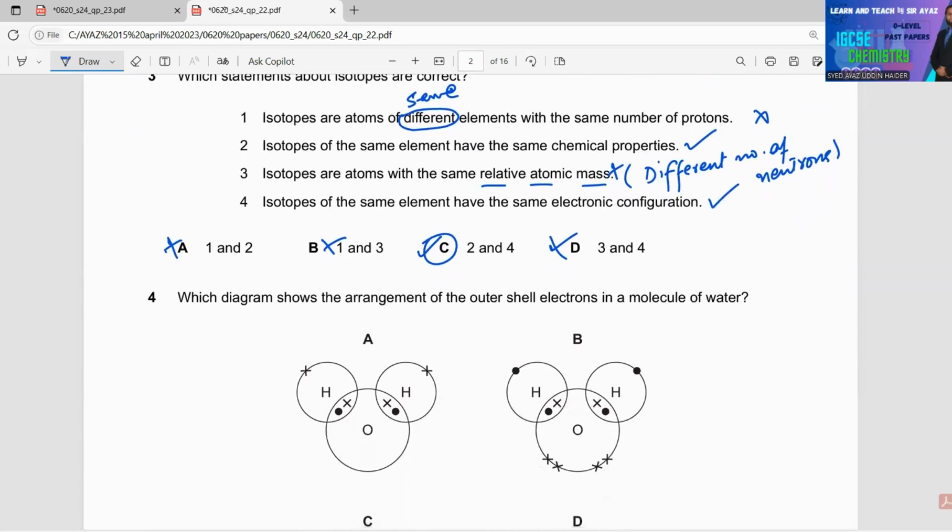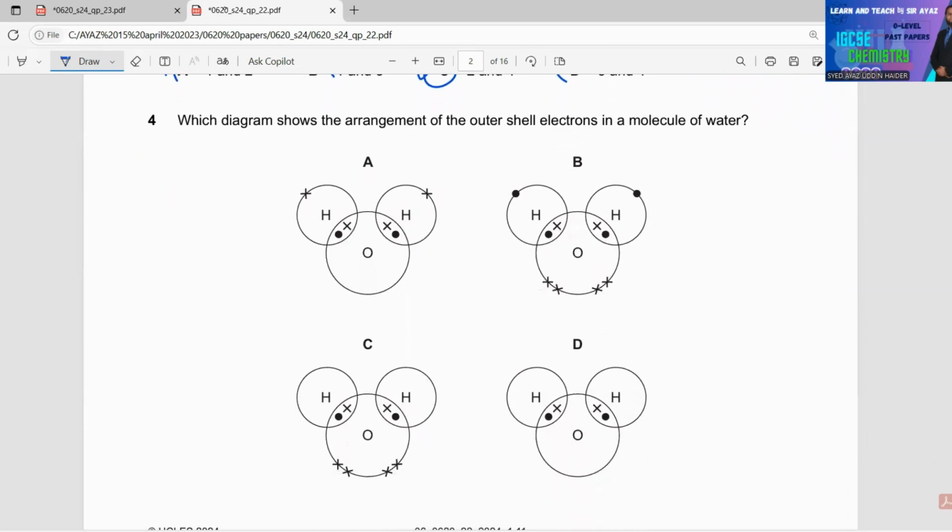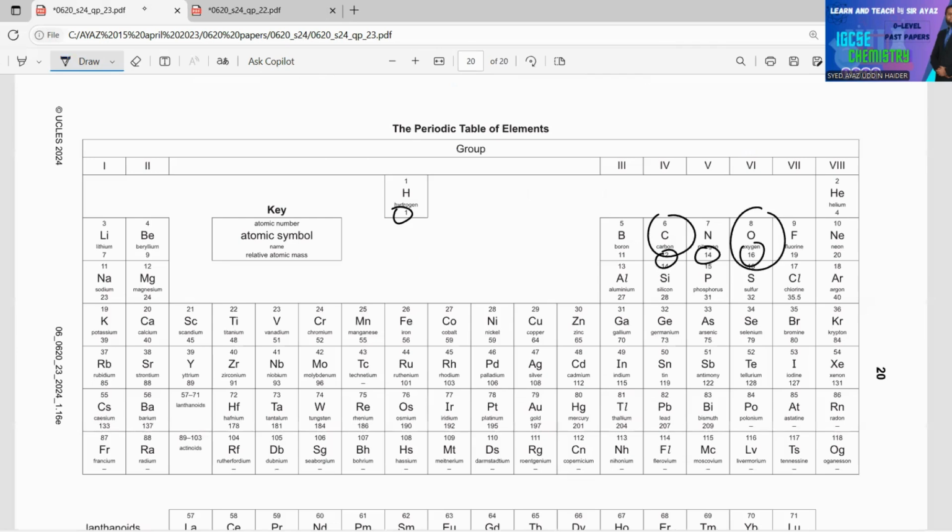Moving to the next MCQ, which is number 4. Which diagram shows the arrangement of the outer shell electrons in a molecule of water? So the formula for water is H2O, which means there will be one oxygen atom and two hydrogen atoms. If you look at the periodic table, oxygen is in group 6. The valence electrons in oxygen are 6, which means it needs 2 electrons to complete its valence shell.